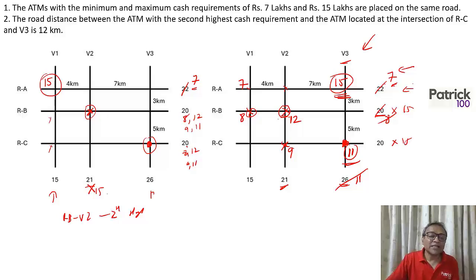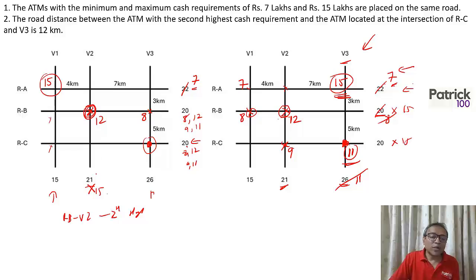But the second highest has to come at this point. It has to be 12. Second highest 20 has to come at this point 12, because then 11 will come in this row. So if 12 is here, then automatically 8 will be here. 12 plus 8, 20. Right. So 12 plus 8, 20.